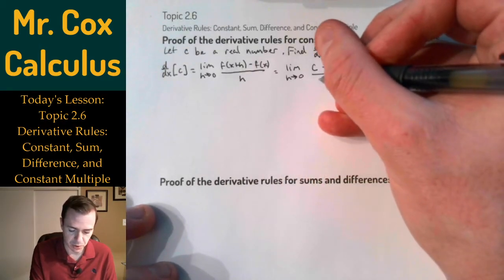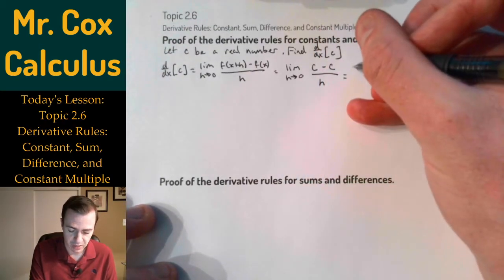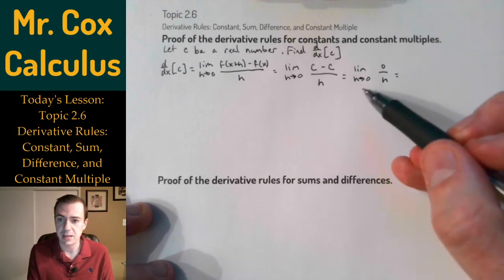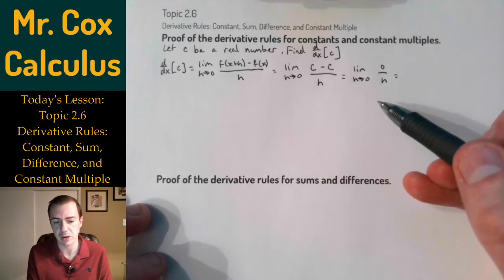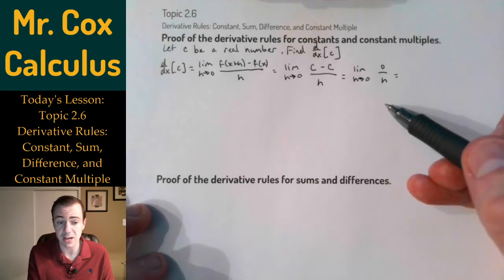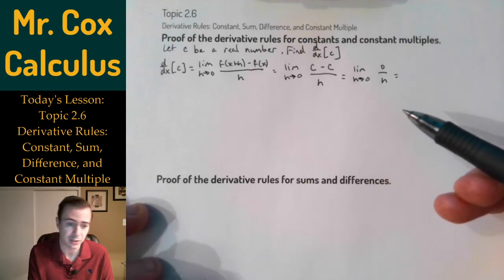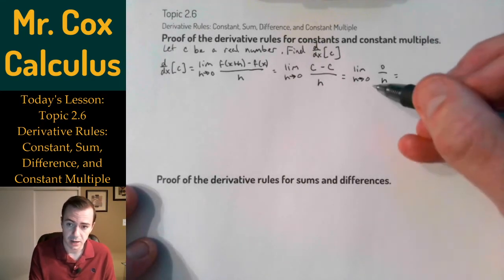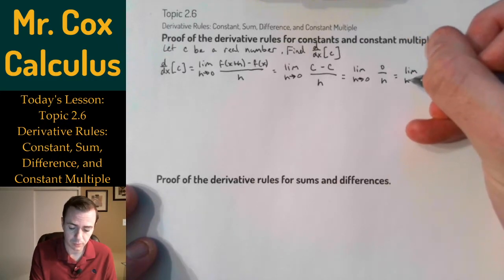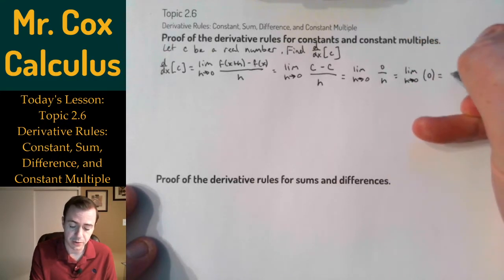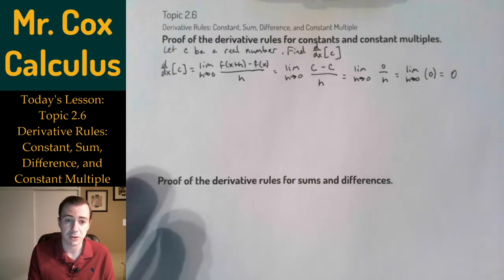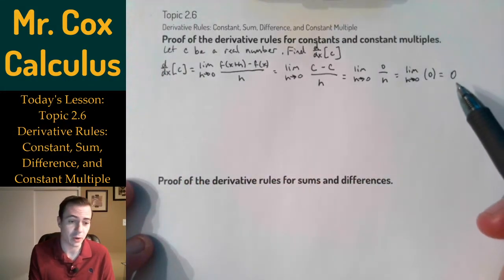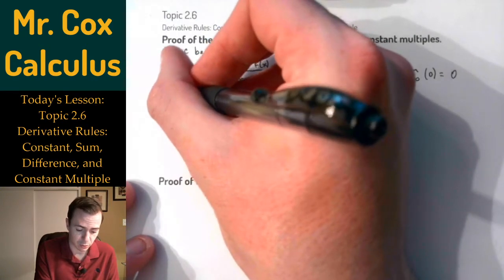So I get the limit as h approaches 0 of c minus c over h, which is the limit as h approaches 0 of 0 over h. And yes, if I do direct substitution, that gives me that indeterminate form. But 0 divided by h for anything other than 0, which if we're talking about limits, we're not concerned about 0 itself, we're concerned about the area around 0, is going to equal the limit as h approaches 0 of 0, which is simply 0. So what we just found out is that whatever the constant value is, the derivative of a constant is always 0.